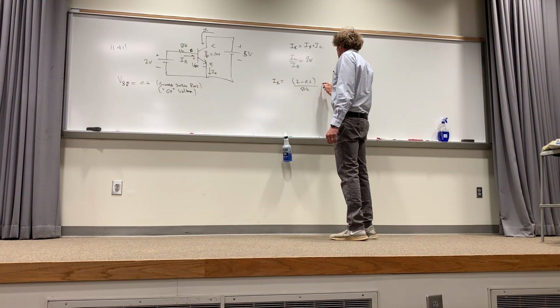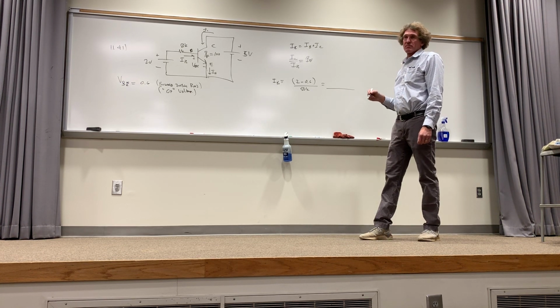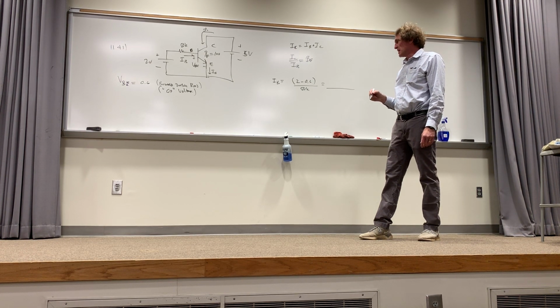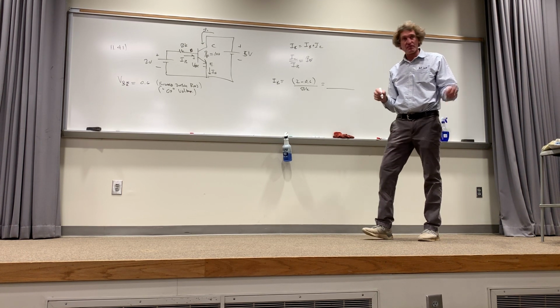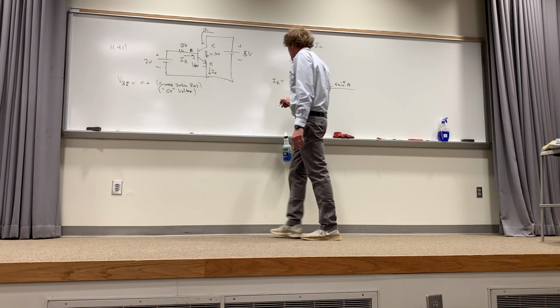And you're going to get a value for this. If you have a calculator, you can give me that value. It's small, maybe on the order of tens of microamps. 2 minus 0.6 is 1.4 over 50K. It's like 2.8 over 100K, so it's about 2.8 times 10 to the minus 5th, isn't it? Am I wrong? Anybody doing this problem? Right. Yeah, 2.8 times 10 to the minus 5th. That's how much current is in the base.